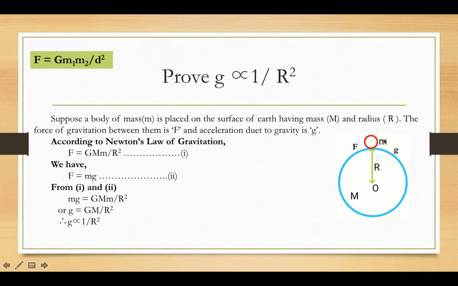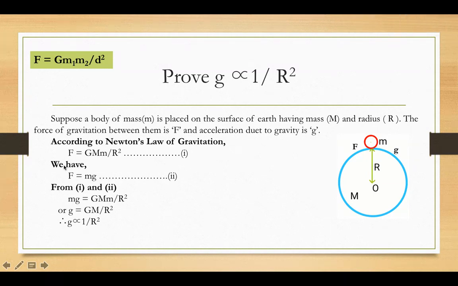Suppose a body of mass m is placed on the surface of Earth having mass capital M and radius r, and the force of gravitation between them is F, and acceleration due to gravity is small g. According to Newton's law of gravitation, which we proved earlier, F equals capital G, M1 M2, meaning the masses of the two bodies, capital M times small m, divided by the distance squared. Distance is from the center, so this is the radius; if you extend it slightly, it will not make any difference, so r squared.